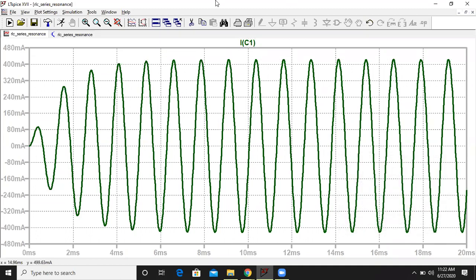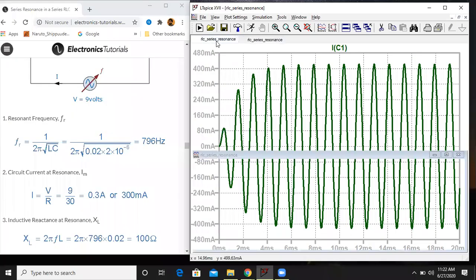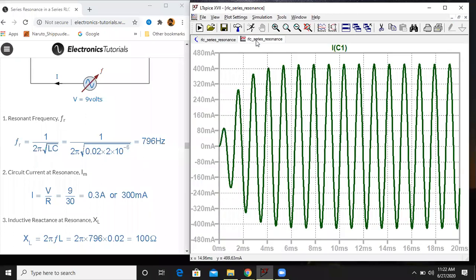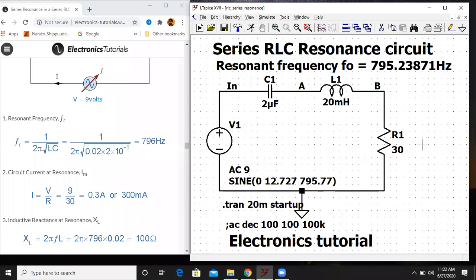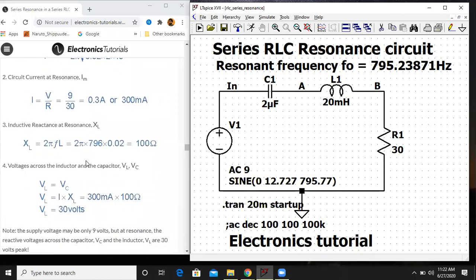So basically this transient response will give you the peak value of current and voltages, whereas this AC analysis will give you the RMS value. Anyone having any doubt up till now, or shall I proceed ahead? Okay, I suppose I should move on to the next point.